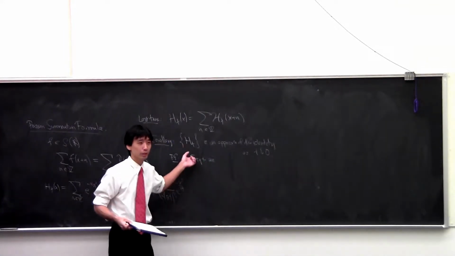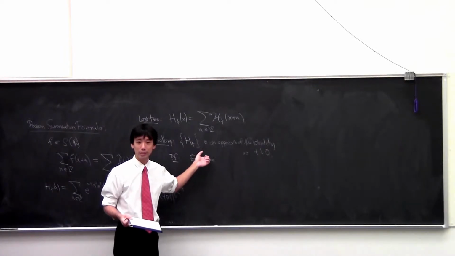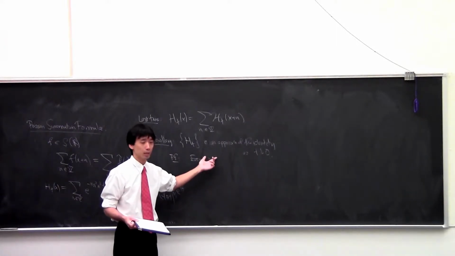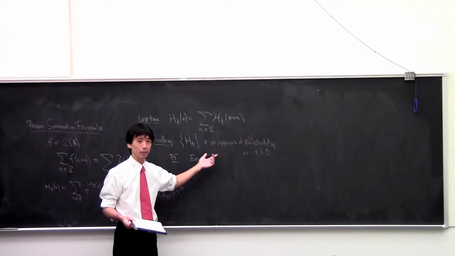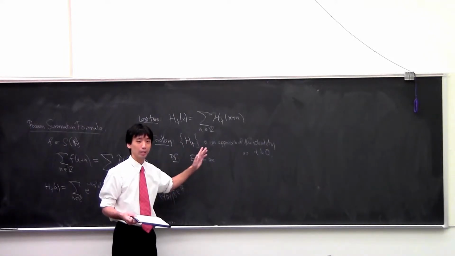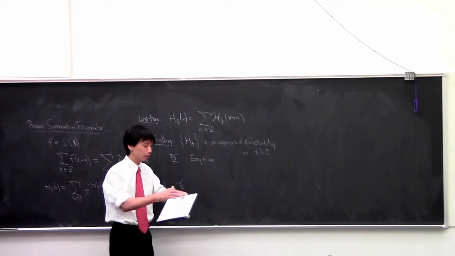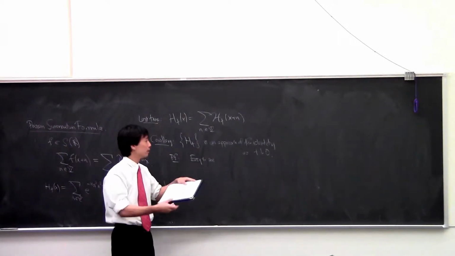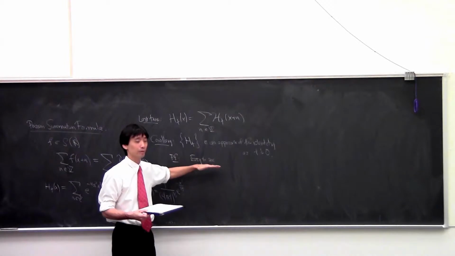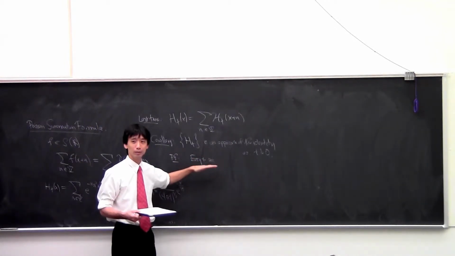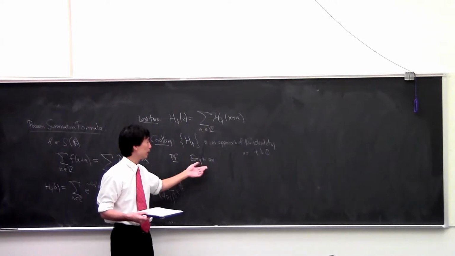So, to show something is an approximation of identity, remember what we have to do. We have to show that its integral is 1. We have to show that its L1 norm is bounded, the integral of its absolute value is bounded. And then we have to show the third property, that outside of any neighborhood of the origin, the integral of the absolute value goes down to 0 as t goes to 0.